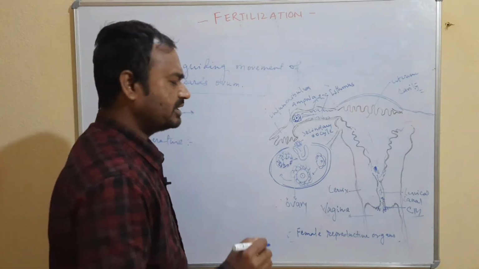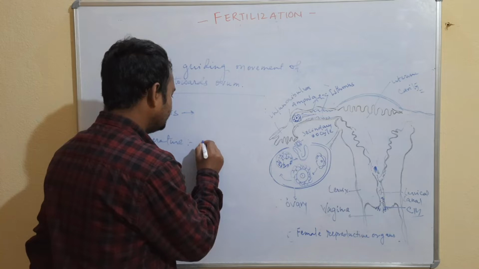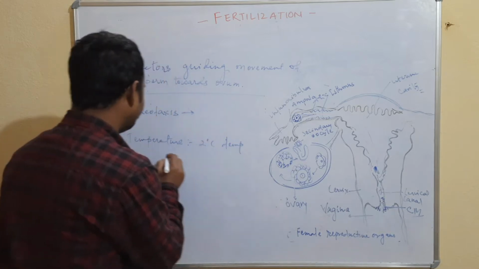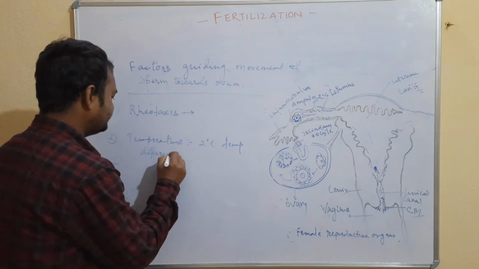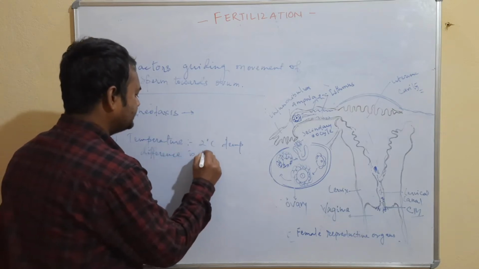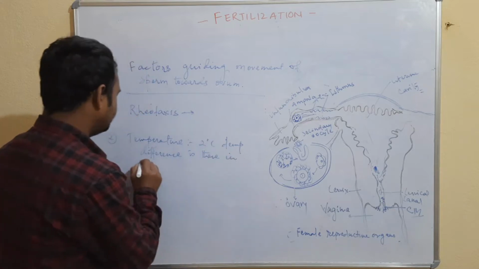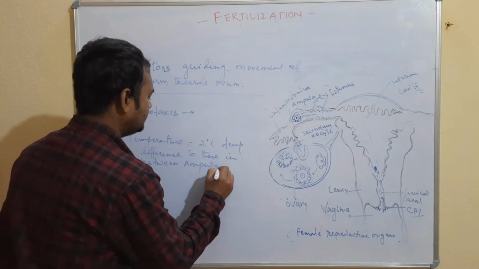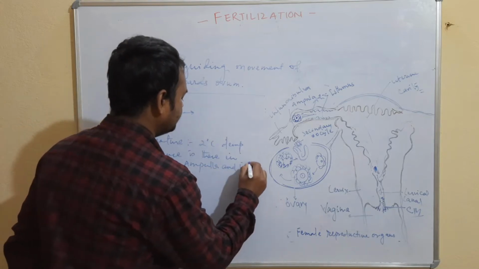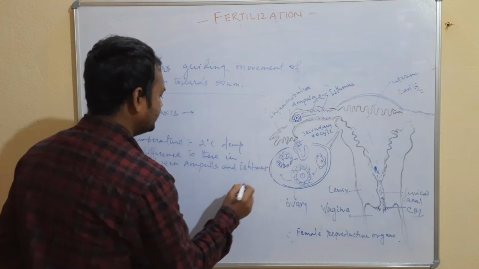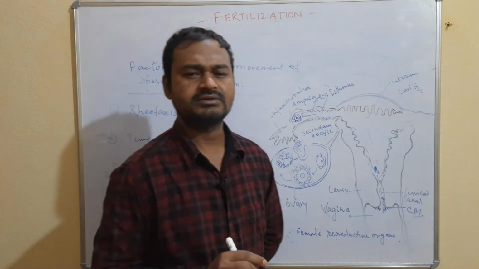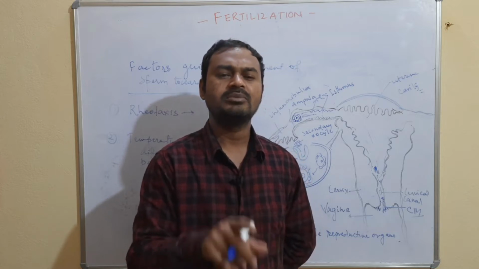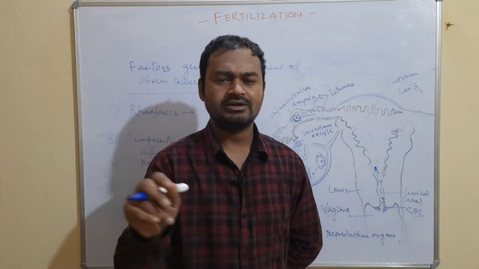So there is a 2 degrees Celsius temperature difference between the ampulla and isthmus. There is a 2 degrees Celsius temperature difference between the ampulla and isthmus, meaning the ampulla has a higher temperature than the isthmus.